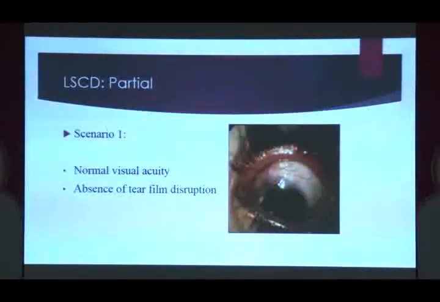So let's come across various scenarios. I think the first scenario I'll put up to Dr. Sayan. Dr. Sayan, if there is a patient with normal visual acuity, a localized limbal stem cell deficiency as seen here, and there is absence of tear film disruption, what will be your choice of treatment?